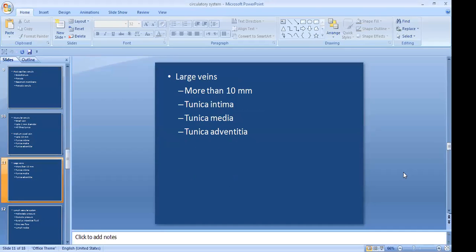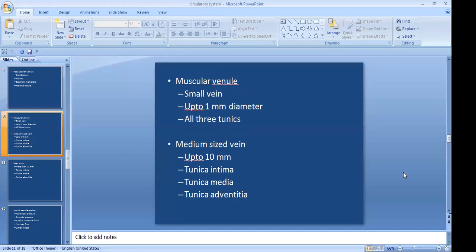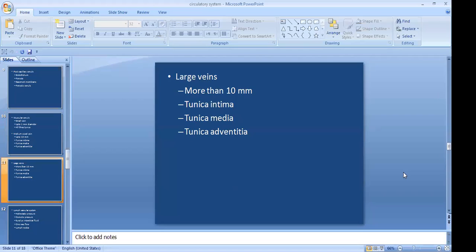Now the characteristics of tunica intima, media, and adventitia are one and the same as in the medium sized vein. I told you that in medium sized veins the tunica intima is developed. So here in large size veins, the tunica intima is also properly developed. The other important point is that the tunica adventitia is thicker than the rest of the tunicas, and this was common in the medium size veins also.